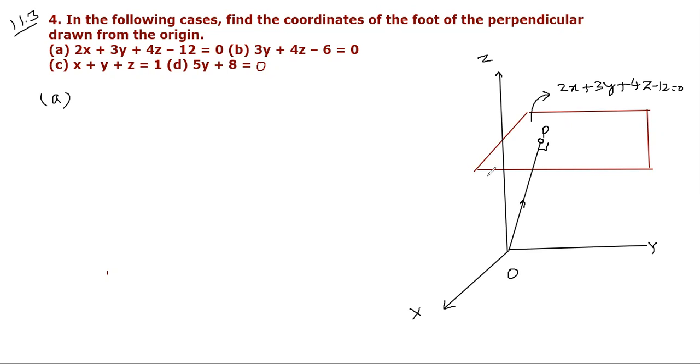First we will write the equation of the line OP. You know that it is perpendicular to the plane, so the drs of this line will be the same as the drs of the plane, that is 2, 3, 4. Any normal has the same drs that the plane shows. The drs of the plane are the drs of the normal.